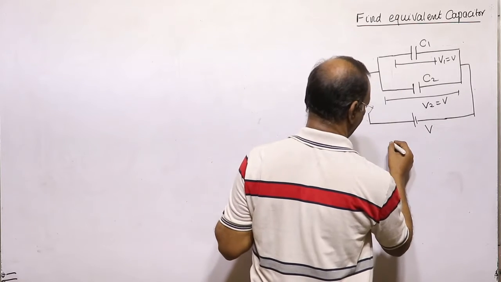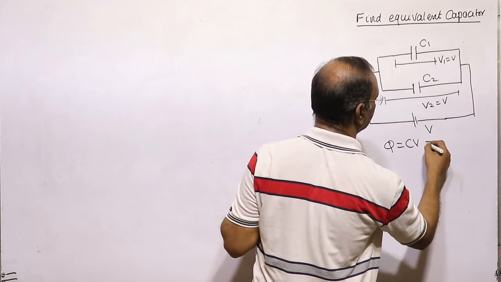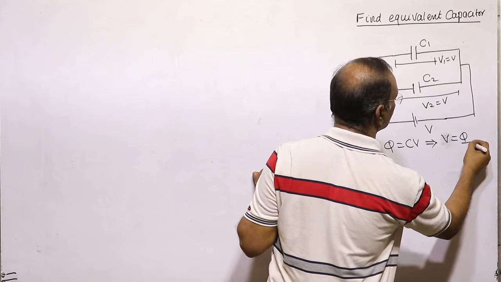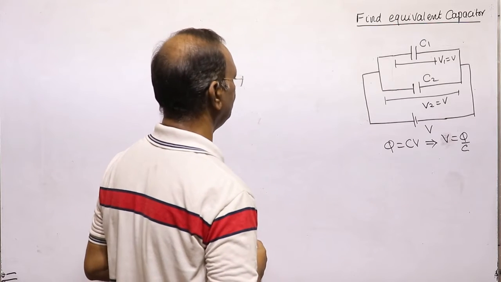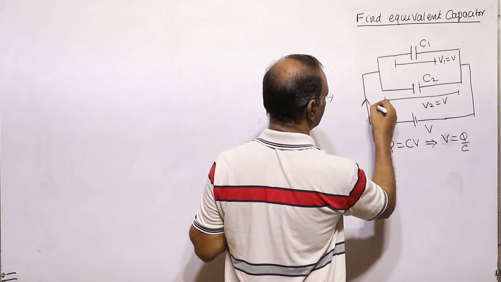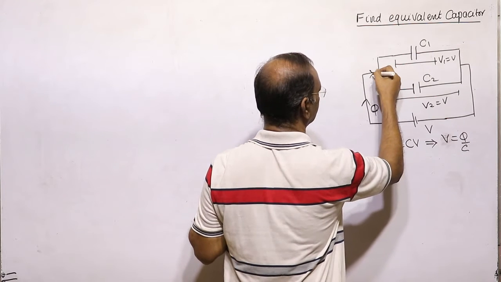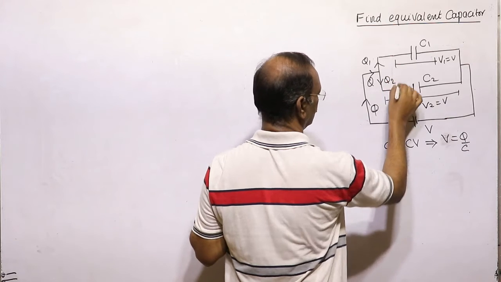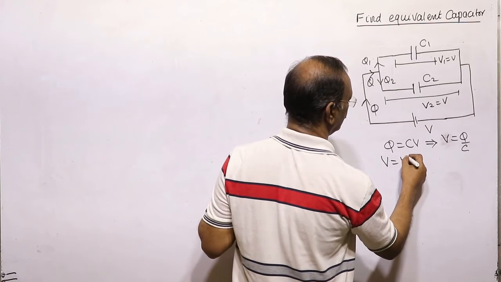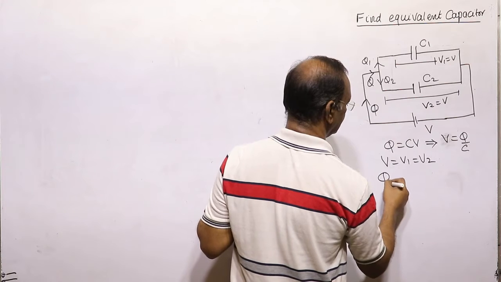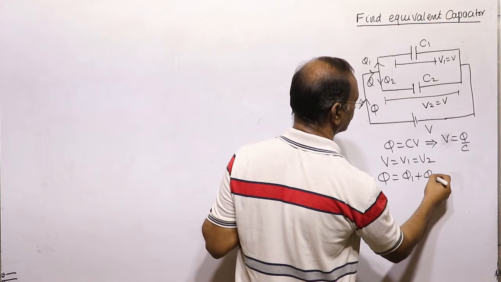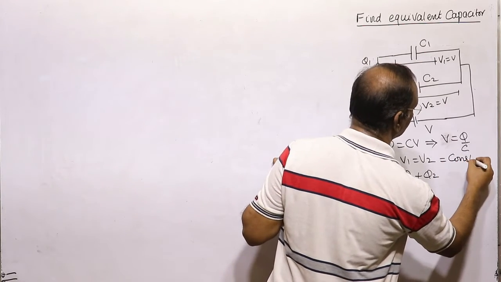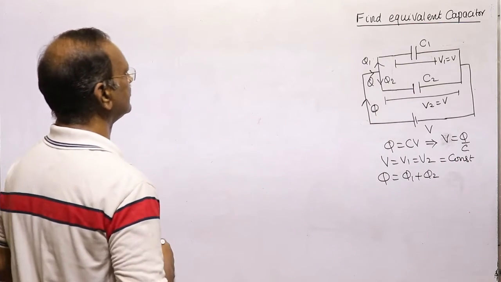And we know Q is equal to CV, and voltage is equal to Q by C. We can manipulate this formula any way. And in a parallel circuit, this is the total charge. This total charge will flow here and it will be divided into Q1 and Q2, because V is equal to V1 is equal to V2 and Q is equal to Q1 plus Q2. It means Q is varying, but V is constant. Voltage remains constant across each capacitor.